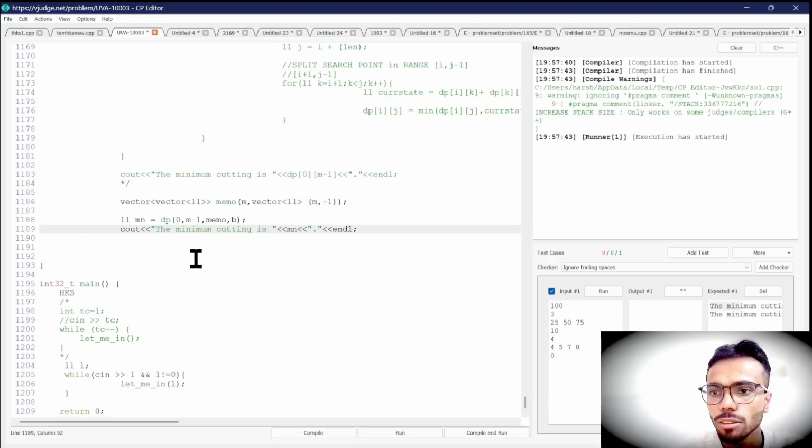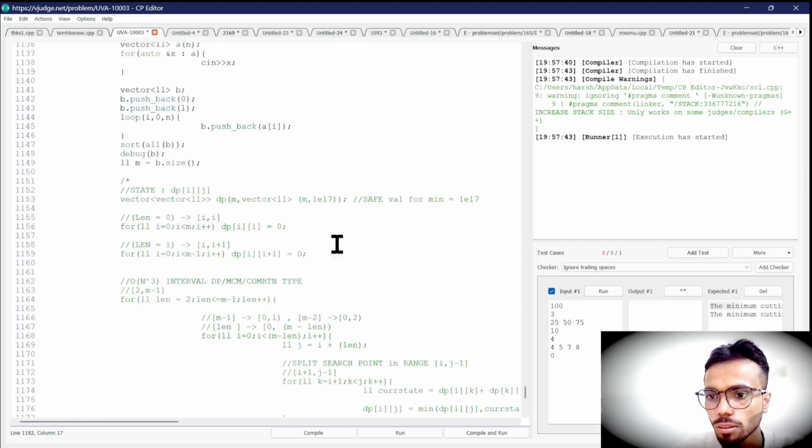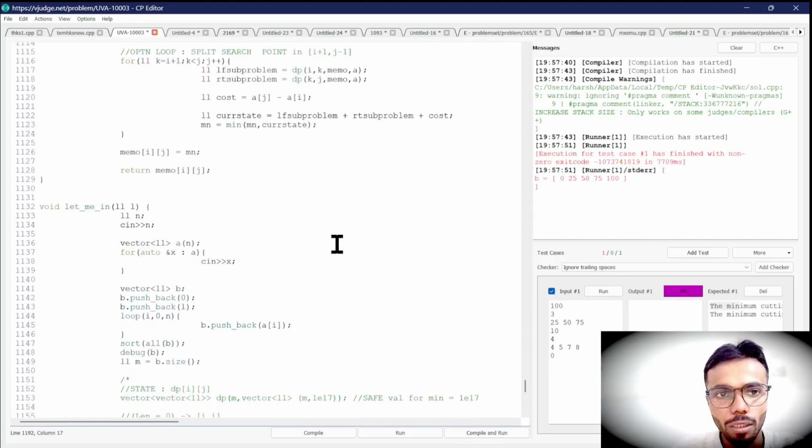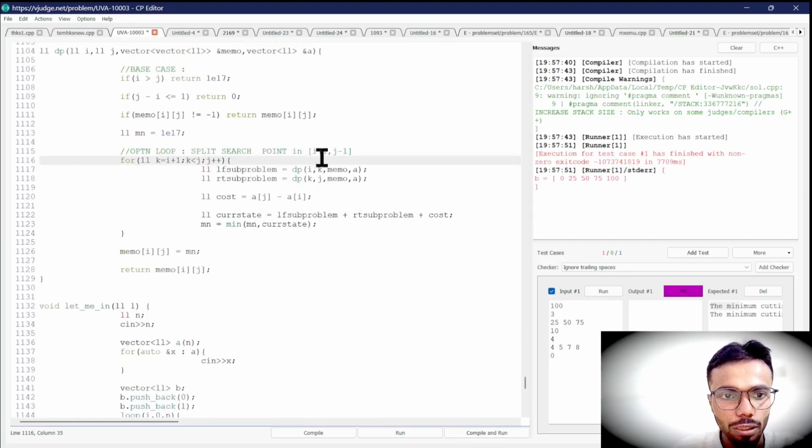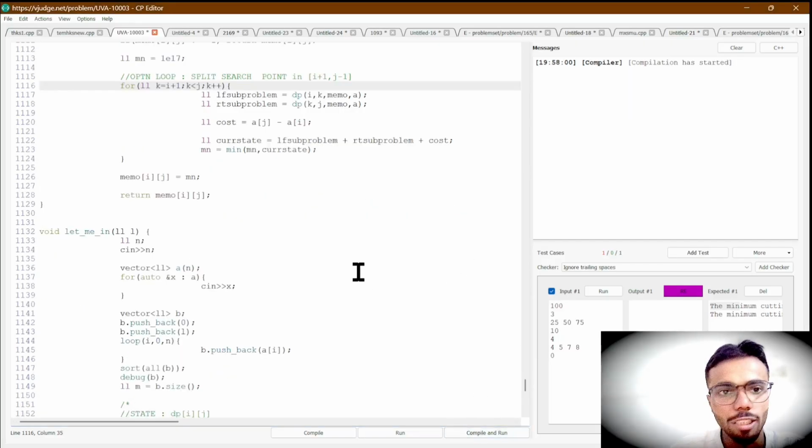I expect the answer, right? Runtime error. Why? Look at this, this is the error. It's a[i] plus plus, so it should be k plus plus, right? I was incrementing the wrong variable.